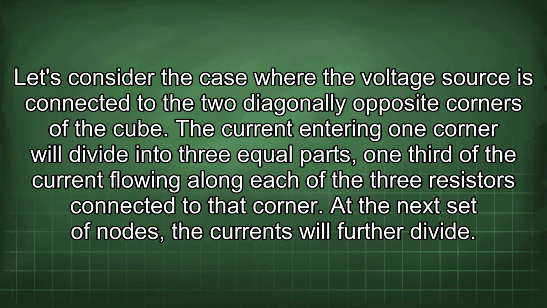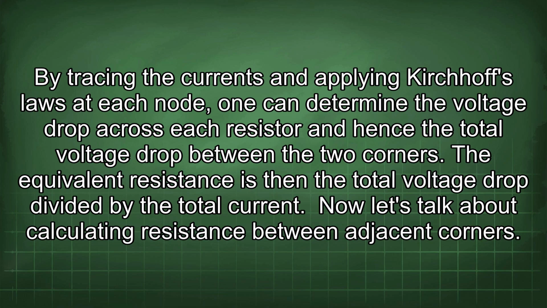At the next set of nodes, the currents will further divide. By tracing the currents and applying Kirchhoff's laws at each node, one can determine the voltage drop across each resistor and hence the total voltage drop between the 2 corners. The equivalent resistance is then the total voltage drop divided by the total current.